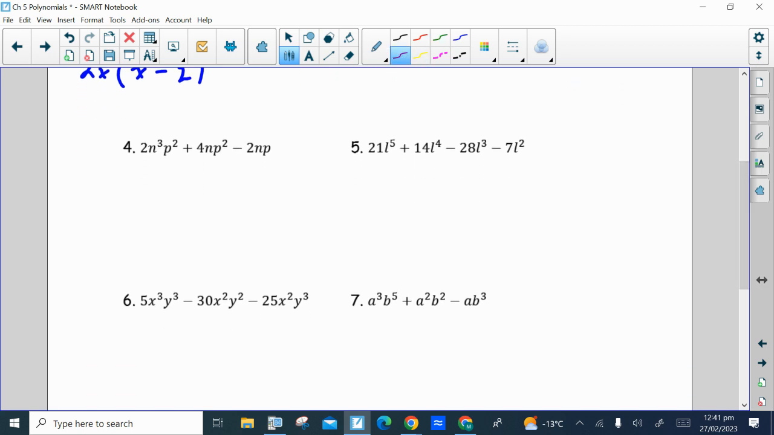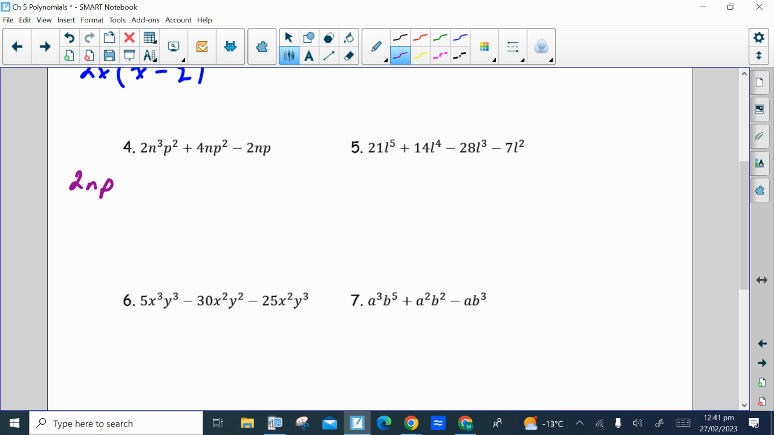All right, looking at question 4. All three terms have at least one n in them, and all three terms have at least one p in them. So the greatest common factor will involve n, it will also involve p, but it'll also involve a number, because all three of the coefficients, 2, 4, and negative 2, are divisible by 2. Our greatest common factor here is 2np.